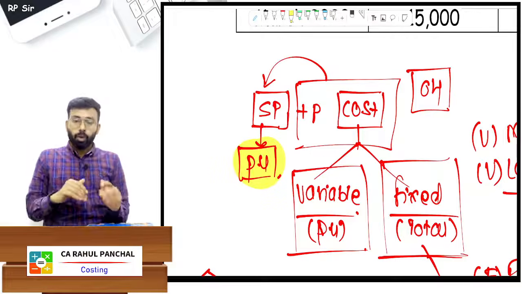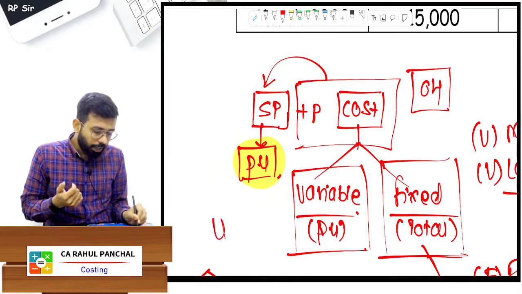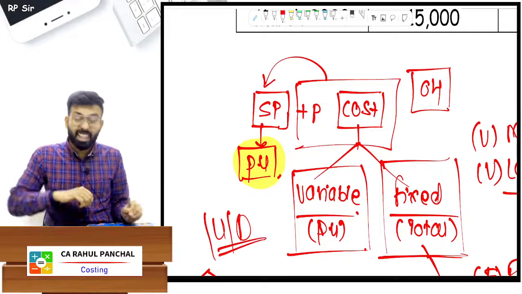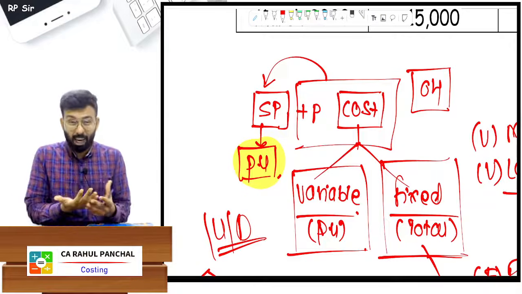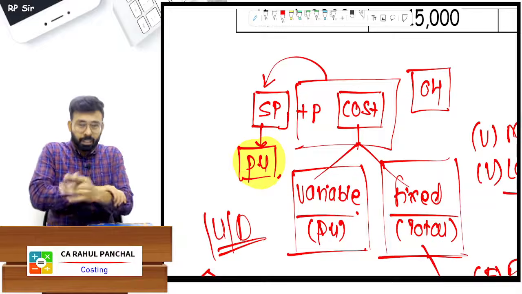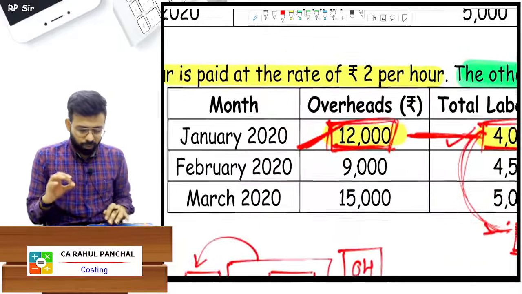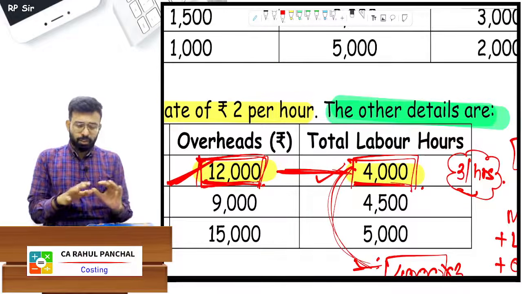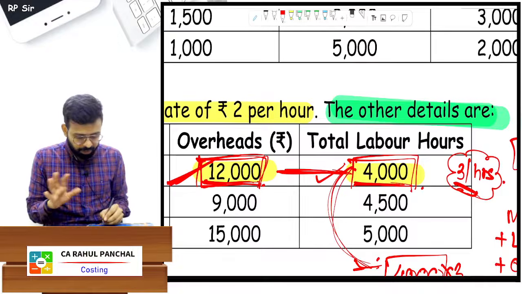Now even you will learn that there will be under recovery or over recovery of overheads, but that everything will be done in the overheads chapter. So I am not discussing it in detail as of now. So we have discussed whatever doubt we came across, which was how did we get this 3 rupees.